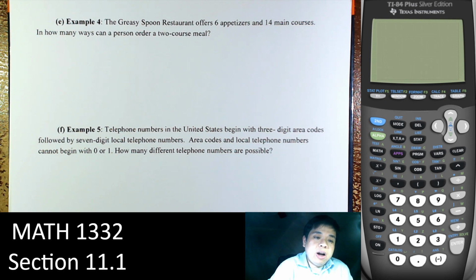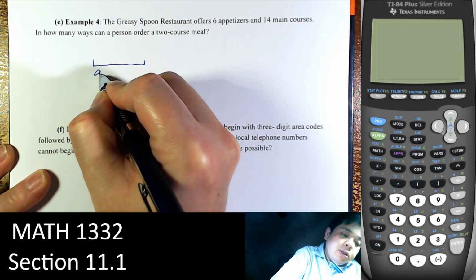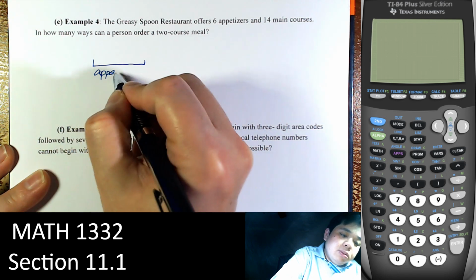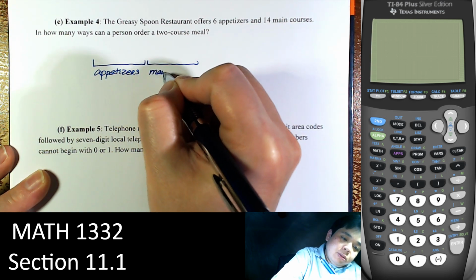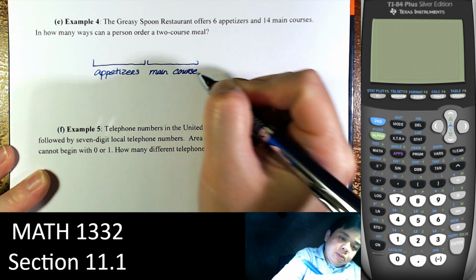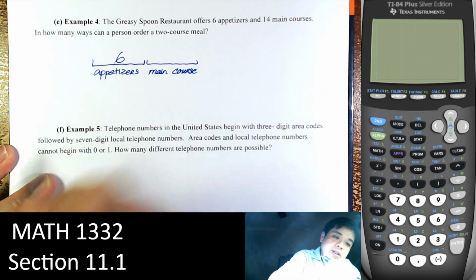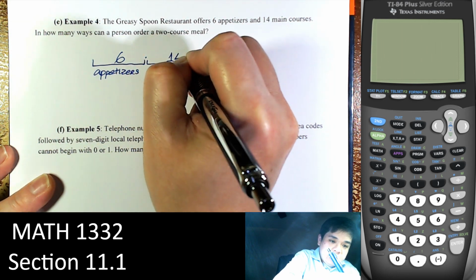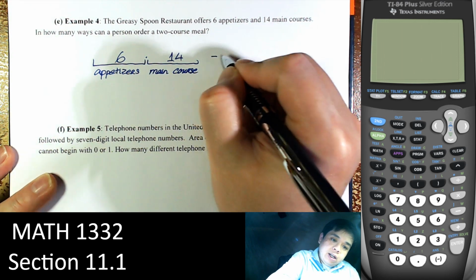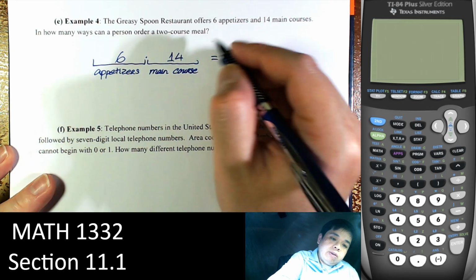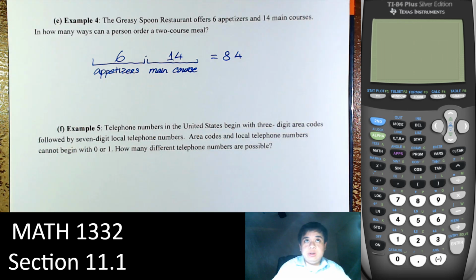Next. The Greasy Spoon restaurant offers 6 appetizers and 14 main courses. And how many ways can we choose a 2-course meal? Just 6 times 14. So 6 times 4 is 24, carry the 2, so 84. So that's 84 options.